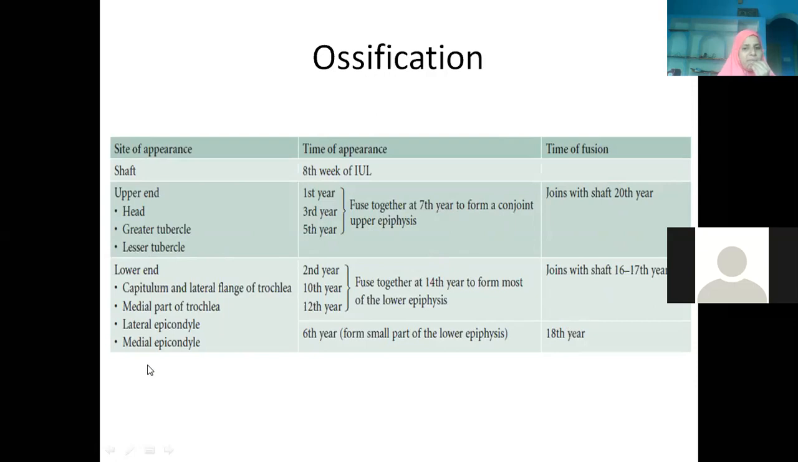For the lower end, these are all secondary ossification centers. For the capitulum, the ossification center appears in the second year, for the trochlea the 10th year, the lateral epicondyle the 12th year, and the medial epicondyle the 6th year. That is the capitulum, medial part of the trochlea and lateral epicondyle. They all fuse together by the 14th year, and then join with the shaft at 16 to 17 years. The medial epicondyle joins with the shaft by the 18th year.